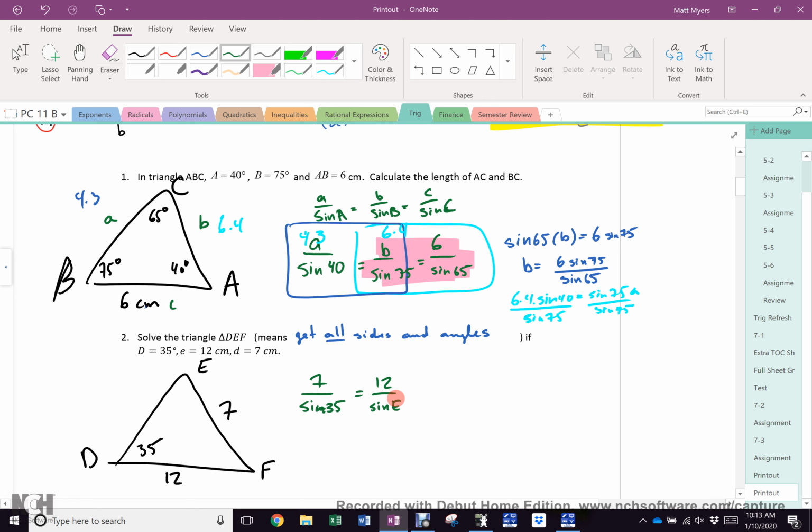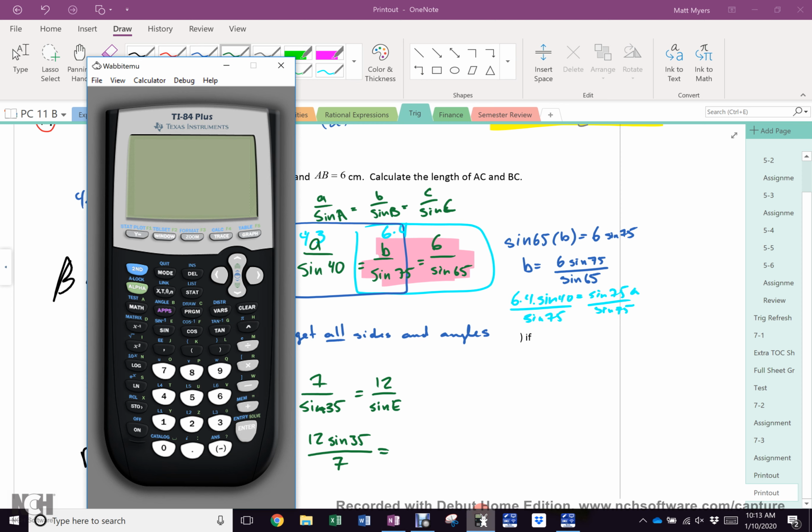Now, is this the same algebra we need to do as the previous question? Yeah, it's multiply the pair, divide the spare, yes? But we are going to be left with what? Well, let's check on our calculator. 12 sine 35 divided by 7 equals, because that's what we would need to do, yes? Everyone agrees? Okay, so let's do that.